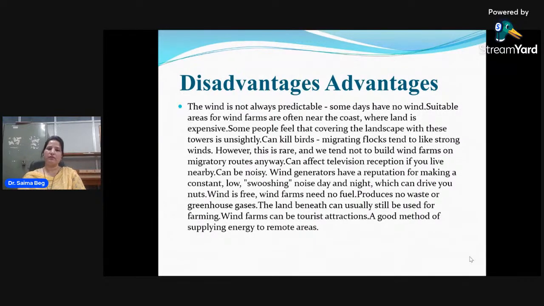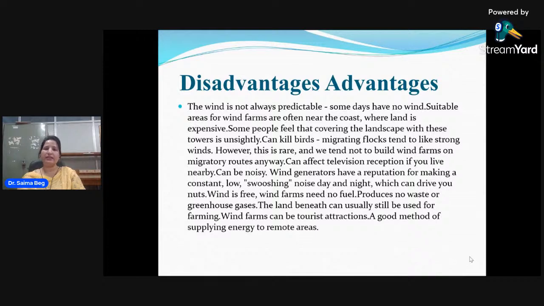Then next are the disadvantages. The wind is not always predictable. Some days have no wind. That means suitable areas for wind farms are often near the coast, where the land is expensive. Some people feel the covering of landscape with these is unsightly.